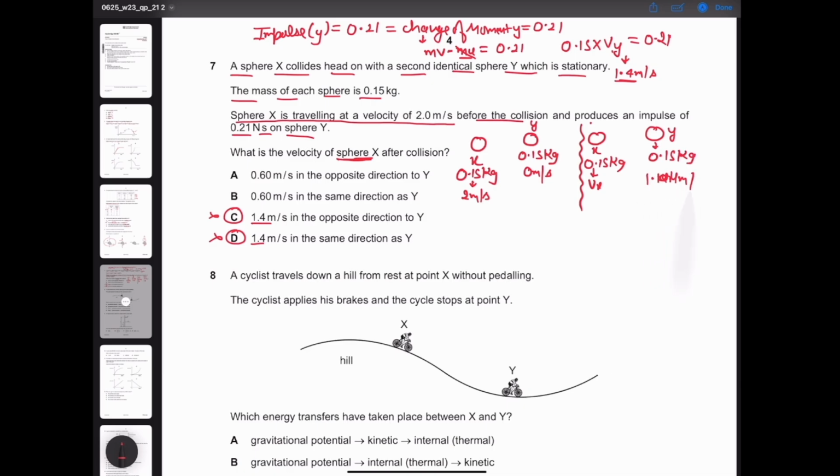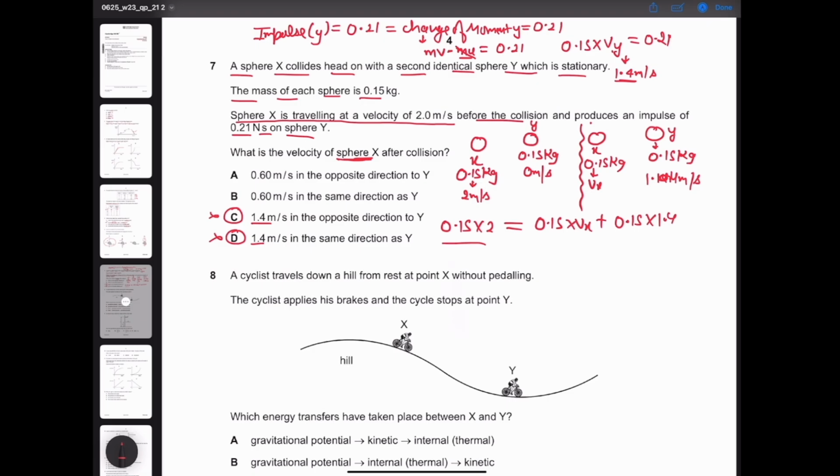So what do we do? We apply momentum conservation. So 0.15 into 2 is equal to 0.15 into Vx plus 0.15 into 1.4. Now there was also a simpler method to do this, but most students do not understand that method. I'm using the lengthier method, but it's more on the simpler side. Alright, now let me just put the values in the calculator.